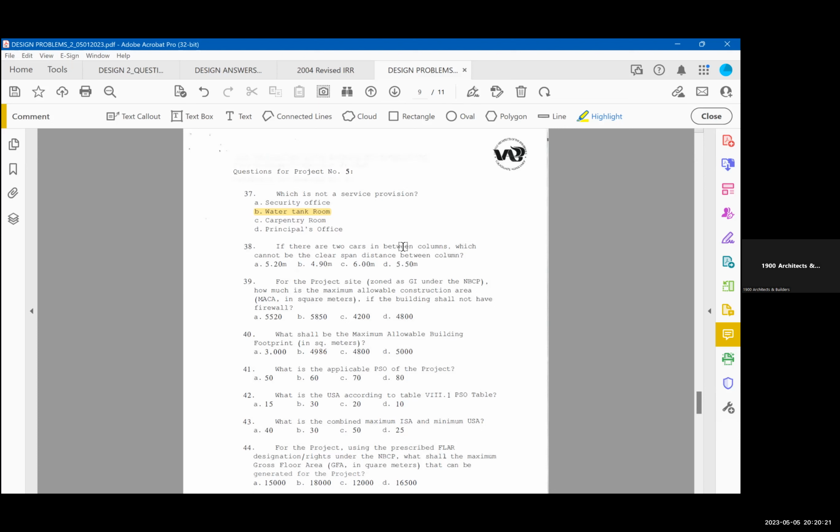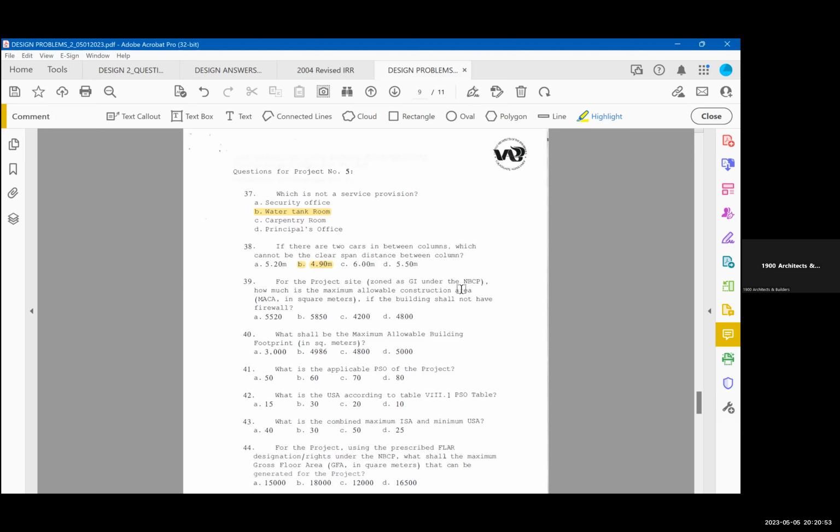Okay? Bakit? Kasi ang 2 cars daw, kung alam natin na ang size ng parking slot is 2.5 by 5, right? So 2.5, pag pinagtali mo yan, 2.5 plus 2.5 is equal to 5 meters. So laging more than dapat 5. So if less than 5, then yun yung hindi tama. It cannot be the clear span. So kaya ang answer is letter B, 4.9.